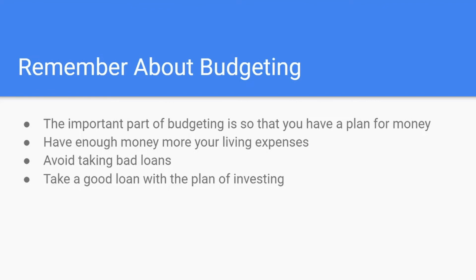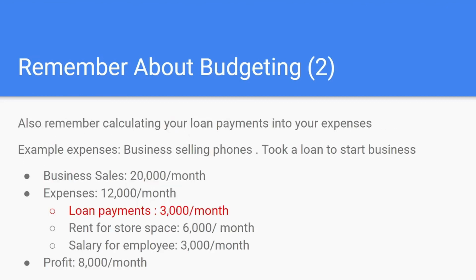This includes having enough money to pay for your living expenses and avoiding taking bad loans. You also want to have good loans with the plan of investing. Also remember to calculate your loan payments into your expenses. For example, you have a business selling phones and you took a loan to start that business. The business sales calculate to $20,000 per month, and your total expenses, including the loan payments, total $12,000 per month. So your profit is $8,000 per month.